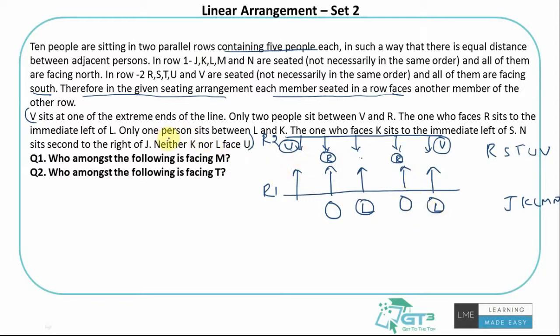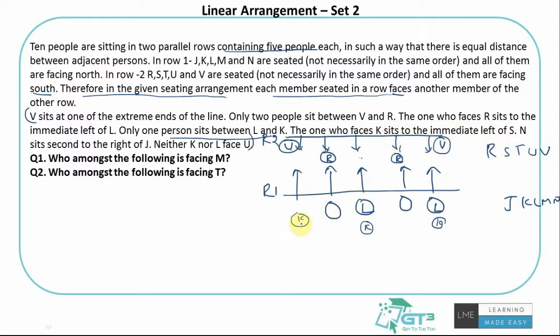Only one person sits between L and K. So if L is sitting here, K could be sitting here, or K could be sitting here. Right, or if L is sitting here, K could be seated here. I don't know, like there are multiple possibilities for this. The one who faces K sits to the immediate left of S.